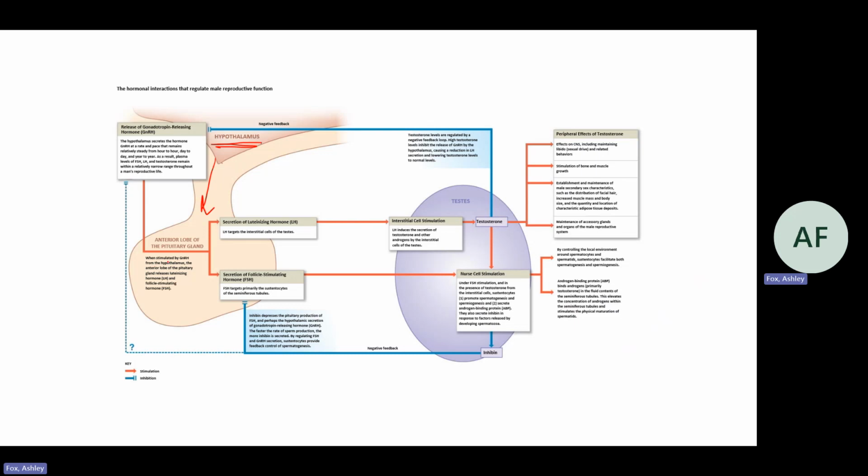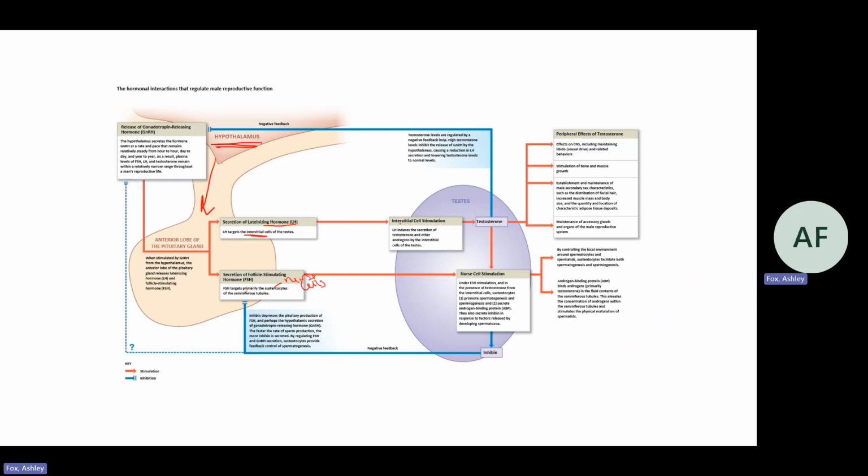And we go to the anterior lobe of the pituitary. That is going to release either luteinizing hormone, which acts on interstitial cells, or follicle stimulating hormone, which acts on sustentocytes, or nurse cells, that are going to have an effect again in the testes.